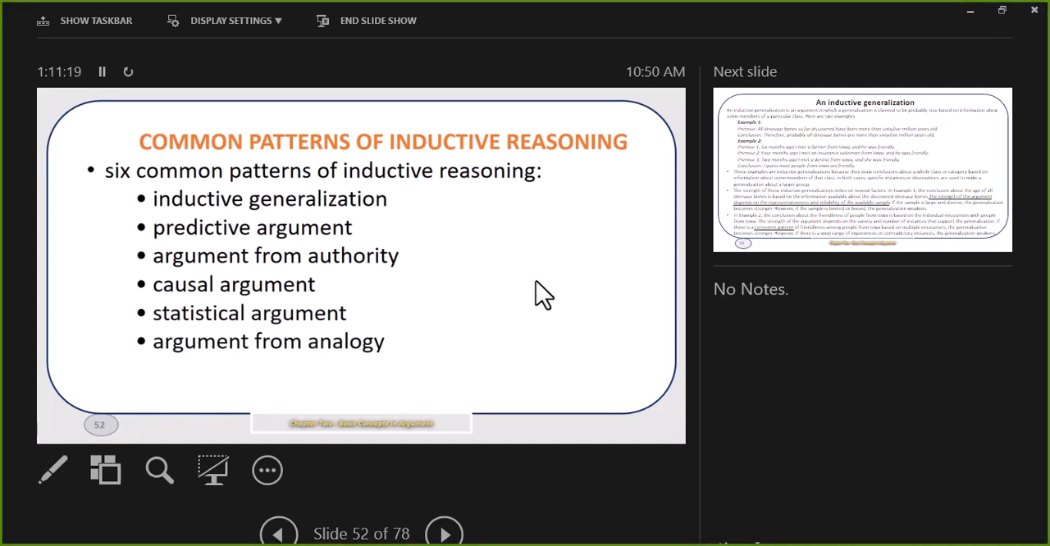But in an inductive argument, the common feature is that the premise is less than the conclusion. The conclusion is greater than the premise. The information content of the conclusion tells us something more than what is implied by the premise, right?